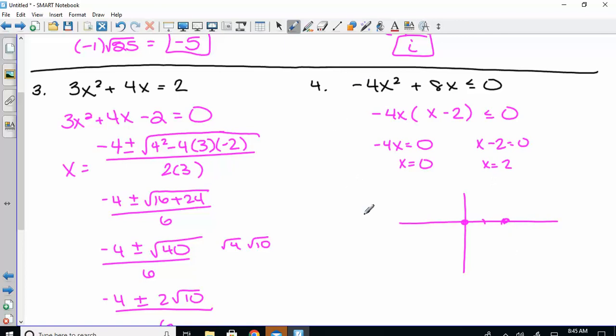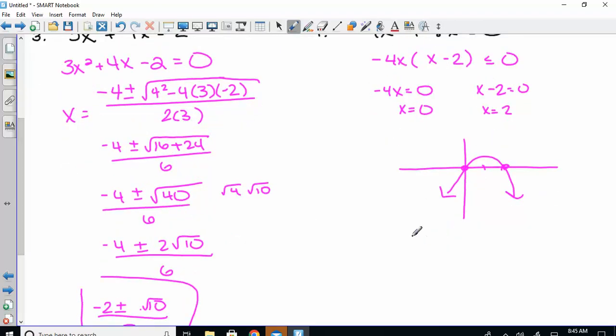Does this open up or down? It opens down. We want to know when it is less than 0. So less than 0, is that above or below? Equal to means bracket, so it would be negative infinity to 0, bracket, union, bracket, 2 to infinity.